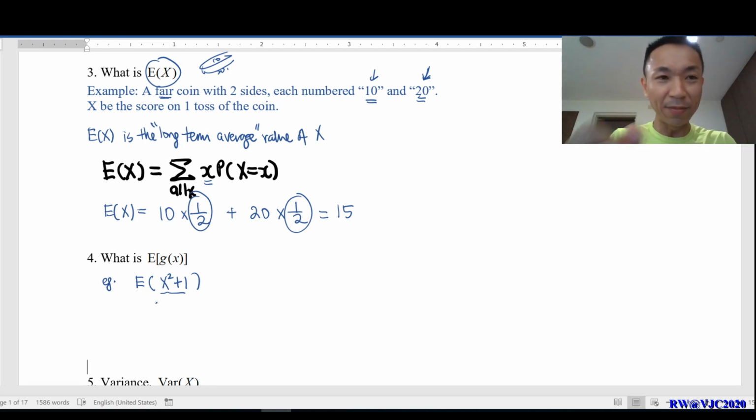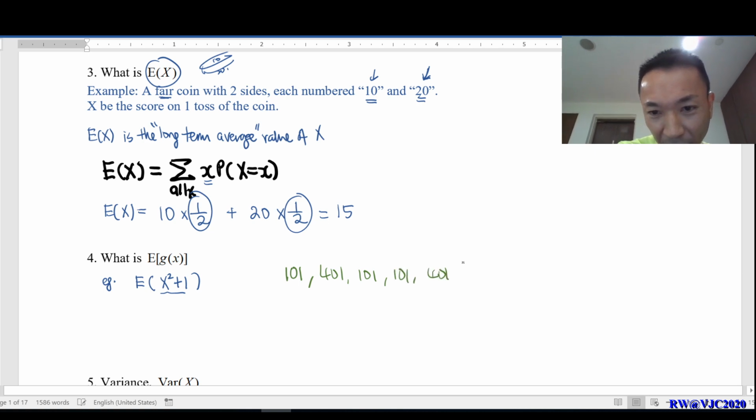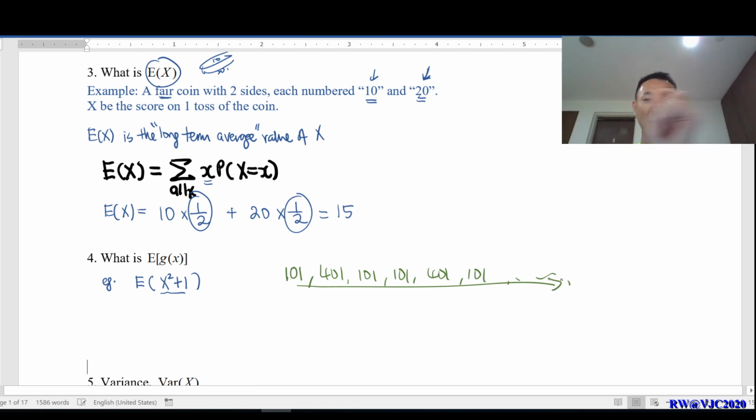That means you toss one time, for example, maybe you get 10. Then 10 squared plus 1, you get 101. Correct? You toss one time, you get 20. 20 squared plus 1, you get 401. Sometimes you get 101, sometimes you get 401. What is the long-term average value of x squared plus 1? Follow what I'm saying? Because this is 10 squared plus 1, 20 squared plus 1. Correct? What is this long-term average value?